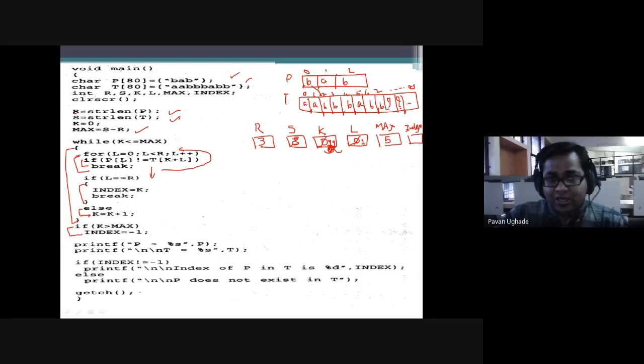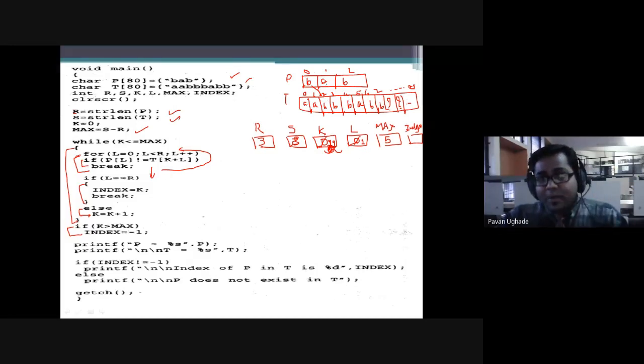Now you will be checking. Till this point you were checking with L being 0, so we were checking P of 0. As we got the first character match, we are checking with the second character. That's why I have incremented the L value, it becomes 1. Now P of 1, that is A, is going to match with T of K plus L. K was 2, L is 1, 2 plus 1, 3.